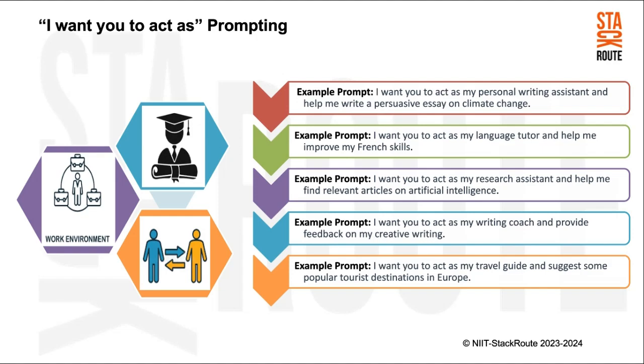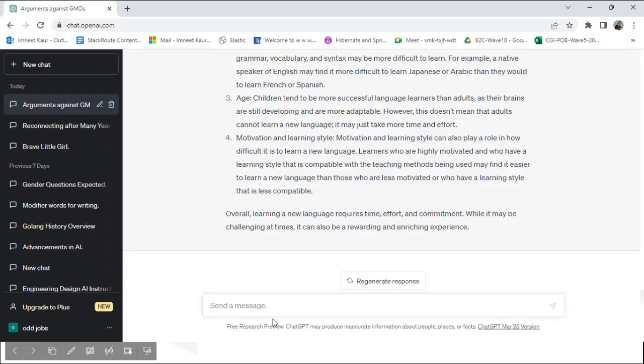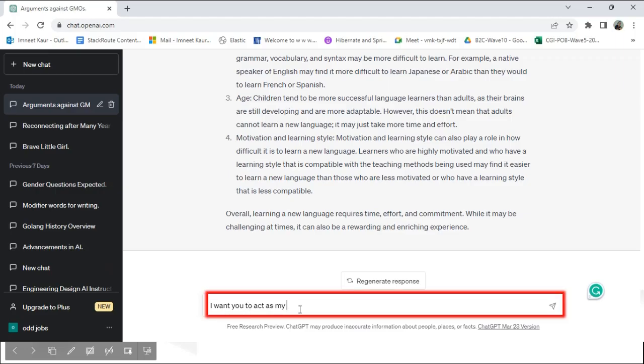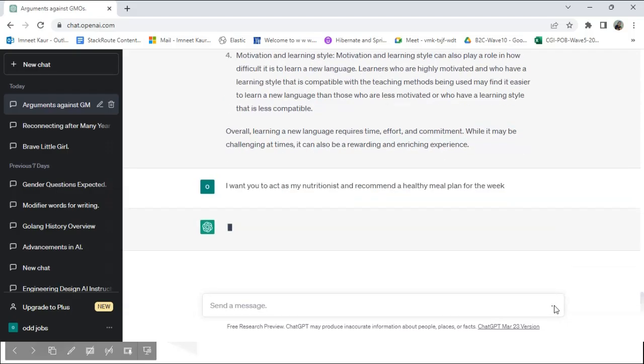Now let us go to ChatGPT and execute a few other examples of I want you to act as prompts. So first, let me try the first prompt. The first one will be I want you to act as my nutritionist and suggest a healthy meal plan for the week. So here you can see, I'll just press the enter button and let's see the response.